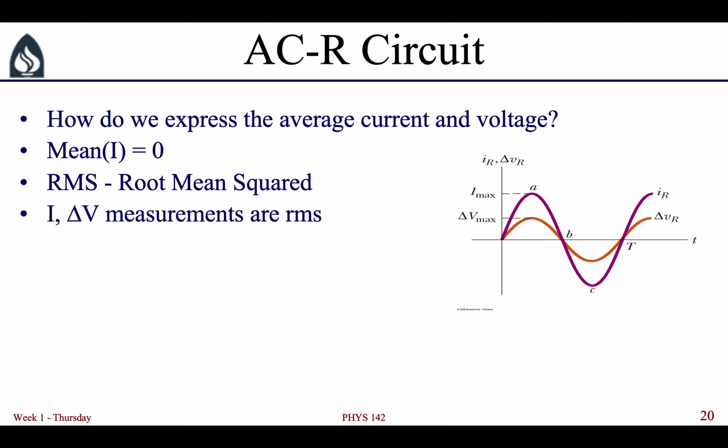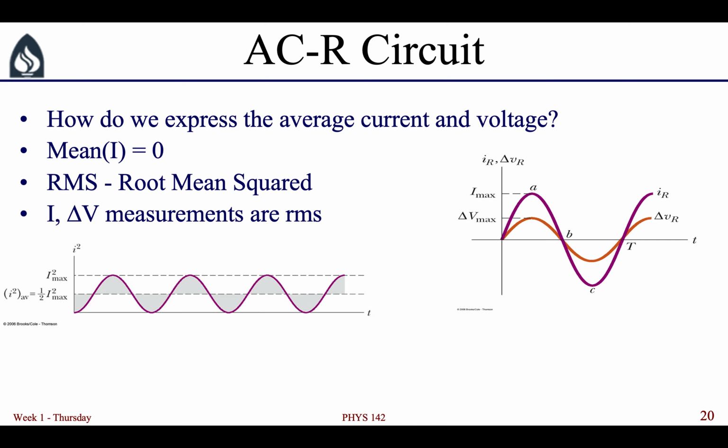So if you have a multimeter and you are using it to measure household current and voltage, which are AC, then the measurement that the multimeter gives you is an RMS measurement. It's a root mean squared value that you're given by your meter.